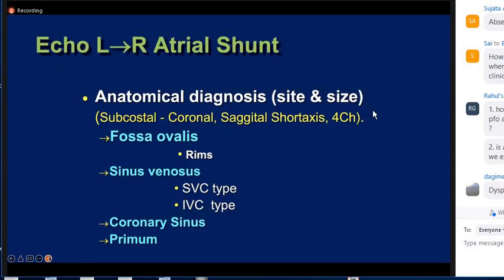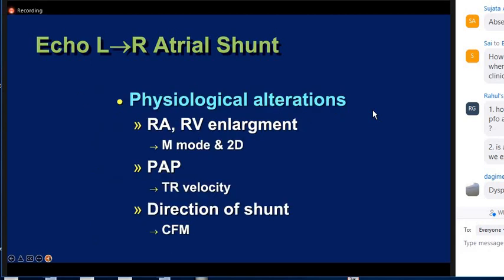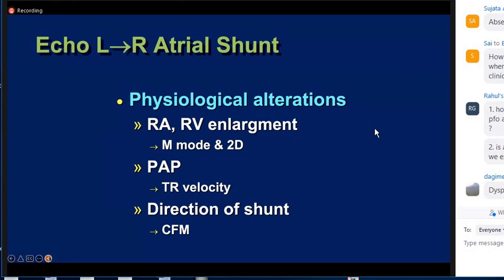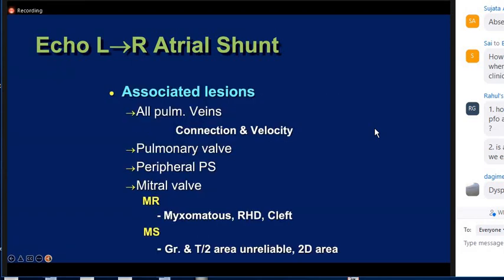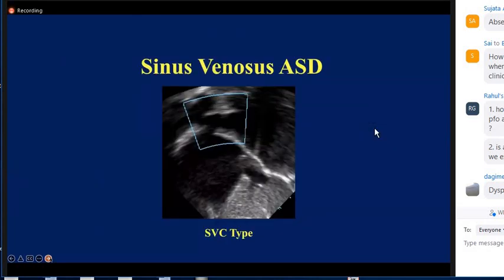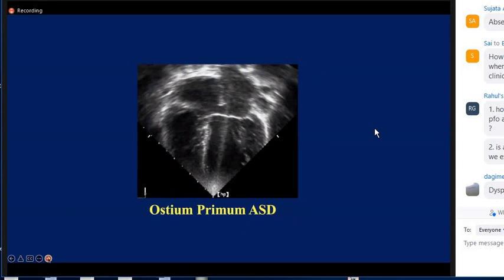So echocardiogram will definitely give you a lot of information about the location, size, associated abnormalities, presence of pulmonary hypertension, and regurgitations. Right atrial and right ventricular enlargement you can see, and in M-mode a paradoxical septal motion. Pulmonary regurgitation can be assessed by the TR, PR jets and other things. Pulmonary veins, PS, and mitral valve disease are to be assessed. This is the paradoxical septal motion you will see in this case. That is the sinus venosus atrial septal defect. This is the primum atrial septal defect.